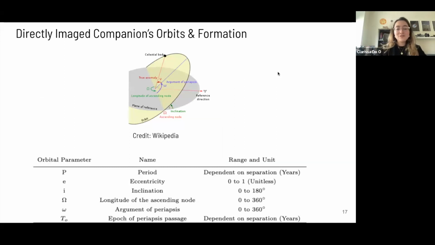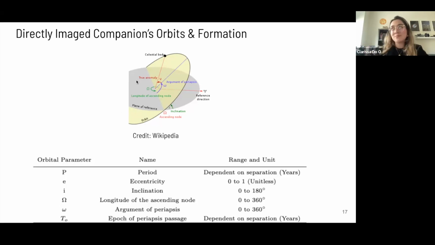So here I have a drawing of an orbit. When we try to look at the orbit of a planet, an exoplanet, we actually have to remember that these planets are all in 3D space. So there are actually 6 parameters that define the orbit of a planet. We have the period, which essentially tells you how long the planet takes to fully go around the star.